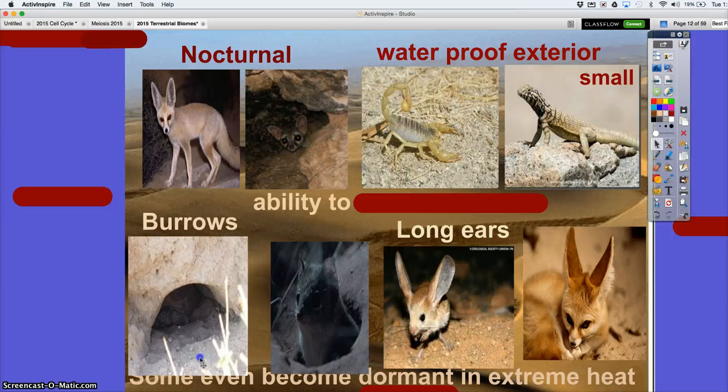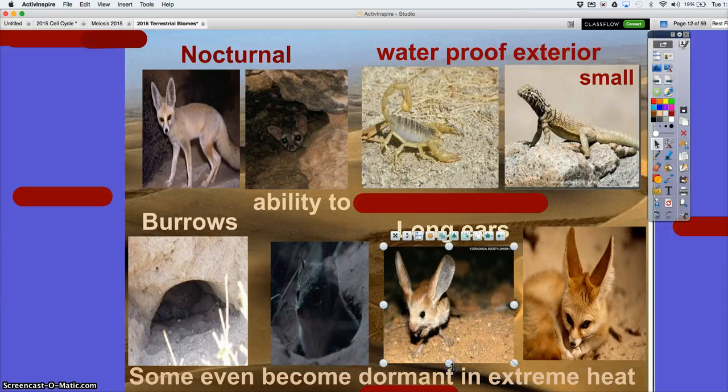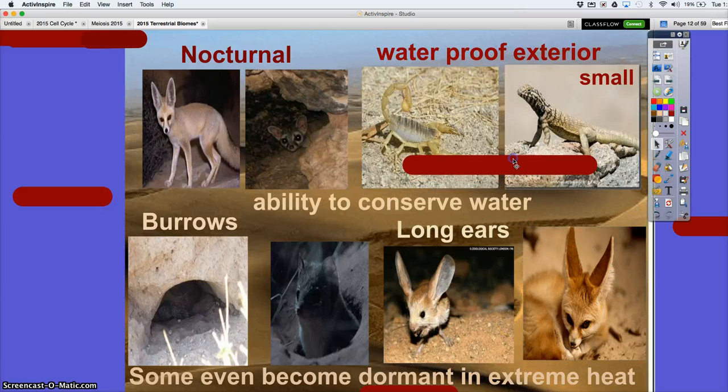Some animals can become dormant during extreme heat. Actually, I wouldn't say animals, I would say their organs can become dormant during extreme heat. So it kind of slows them down, because hibernation is an animal becoming dormant in a sense. This situation is more like their organs become dormant, and they overall have an ability to conserve water.